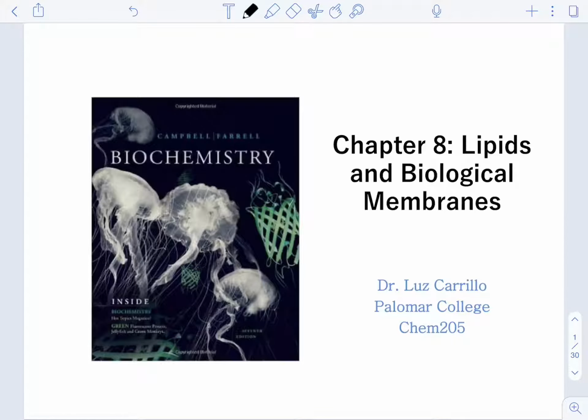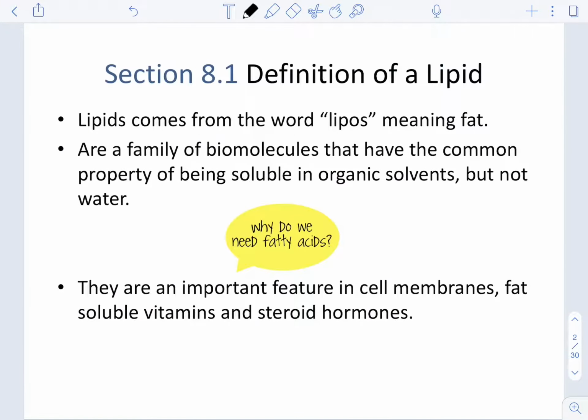Everyone, in this lecture we are going to be covering Chapter 8, which deals with lipids and biological membranes. The word lipid comes from the word lipos, which means fat. Understand that the biomolecules that are part of this family structurally don't have many functional groups, or one functional group that defines all of them. What they have in common is the property of being soluble in organic solvents, but not in water.